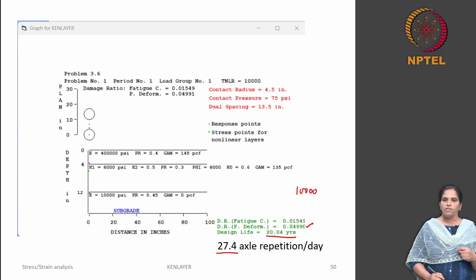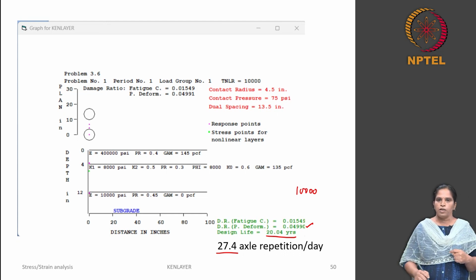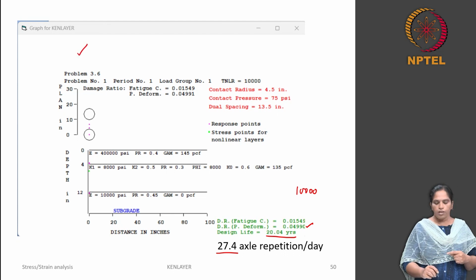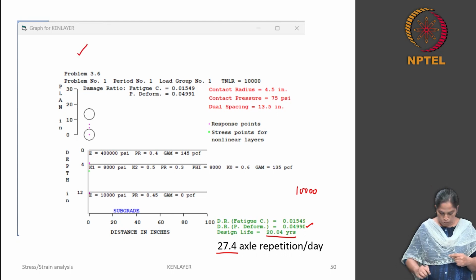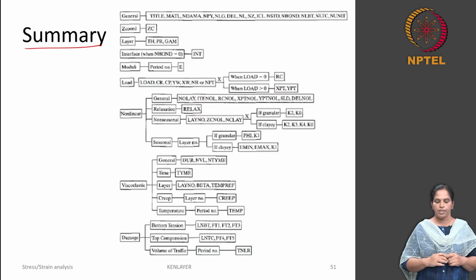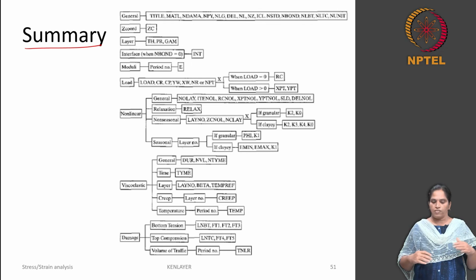You will also get a design output in terms of graphical representations in KenPave. So this is a graphical representation output. Now let us summarize the KenLayer analysis altogether. We gave inputs in different categories.